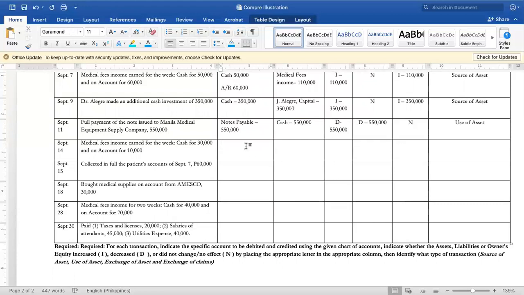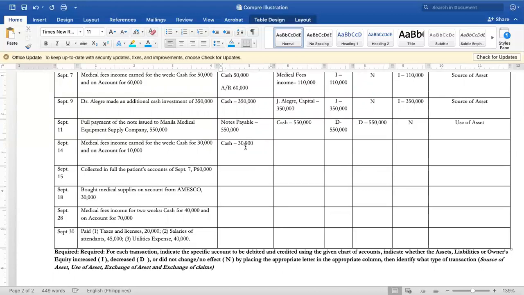Okay, next. September 14, medical fees income earned for the week. So, nag-render na po tag service. We received 30,000 cash from the services rendered. At the same time, nagpautang tag 10,000. Diba? So, from the services we rendered, we received cash worth 30,000. And, nagpautang ta accounts receivable. We have receivable from the customer, 10,000. Therefore, what is our credit since we render a service? So, from medical, that is medical fees, income. So, the total amount of the income we rendered is 40,000.